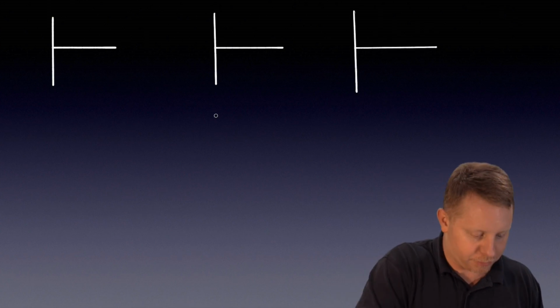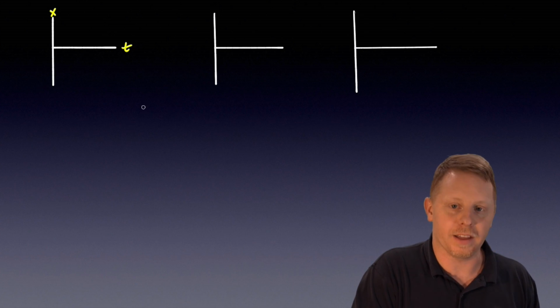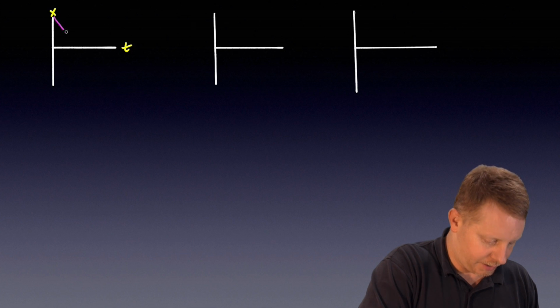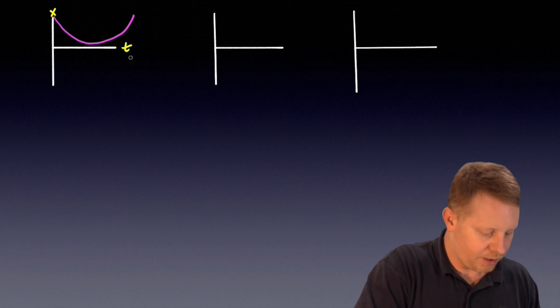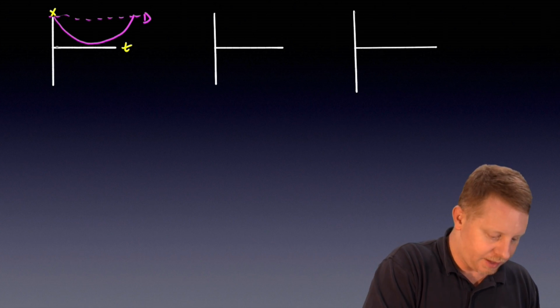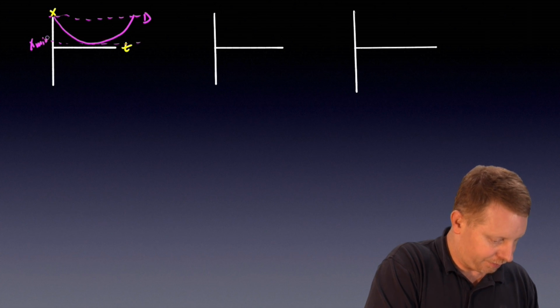So as I look at my first one, we're looking at position as a function of time. What's that going to look like? Well, I would draw it something kind of like that, where we have an asymptote up here at capital D, and we have an asymptote here at x min.